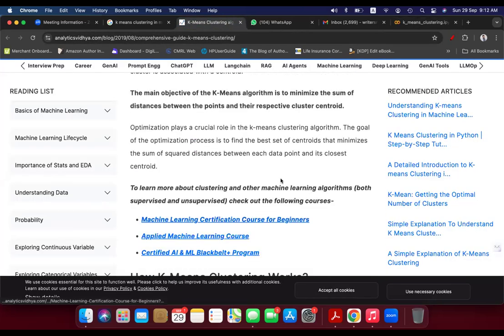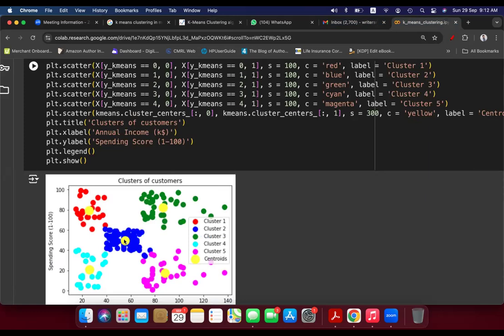So the main objective of the k-means algorithm is to minimize the sum of distances between the points and their respective cluster centroid. Take, for example, when you are ordering food delivery, or booking your Ola, Uber, or Rapido. They are the major players in metro cities, right? So when you give the request, based on this centroid, the center point, the nearest drivers will be located.